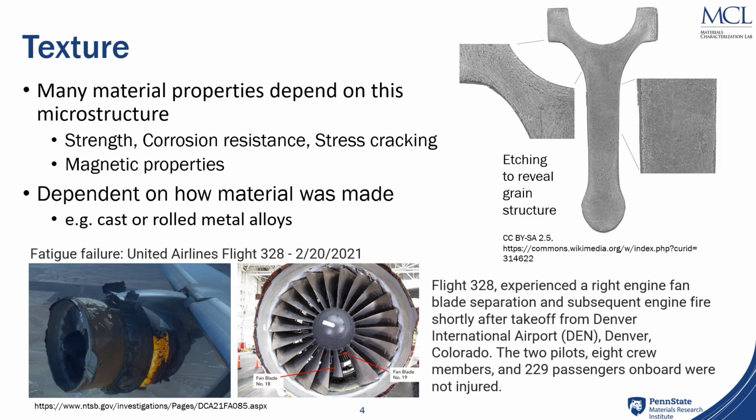If you're doing things like turbine blades, the texture will influence whether or when a turbine, for instance, might break. So this has some real world consequences. This was flight 328 back in 2001. One of the fan blades separated and went through the cowling, causing an uncontrolled explosion in the engine, which fortunately nobody was hurt, but this caused a whole lot of going back and safety checks on all sorts of turbines on these types of engines.